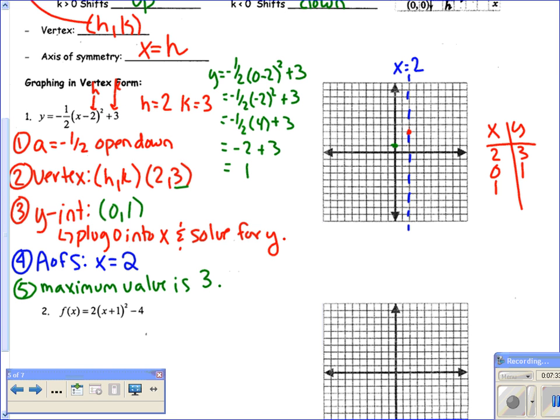So now I'm going to plug in 1 into my equation and see what I get. So remember, you always plug it into your original equation. So I have negative 1/2 times 1 minus 2 squared plus 3. When I plug it in, I get y equals negative 1/2, and then 1 minus 2 would give me negative 1. Negative 1 squared is positive 1 plus 3. And so then notice here I would get negative 1/2 plus 3. And in this case, I'm going to end up with a fraction. So if that happens, you can write that down, but sometimes I might just go to the next one.